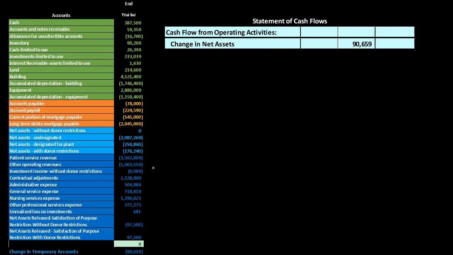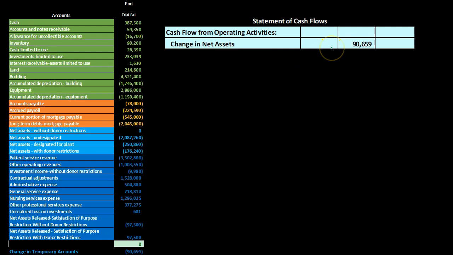The indirect method is often actually preferred or required even if the direct method is used, although the direct method makes more sense and is more direct, because the indirect method provides a reconciliation between net income, or in this case change in net assets, which would be on an accrual basis, and the cash flows from the operating activities on a cash basis. It shows what the difference is, which is nice to have as a reconciling process. So we will be using the indirect method.